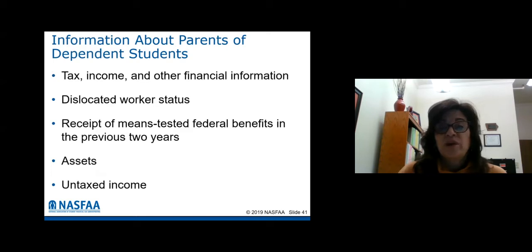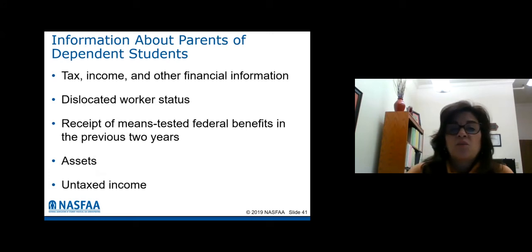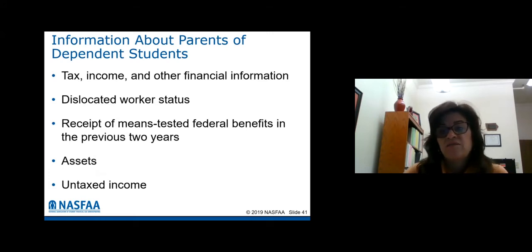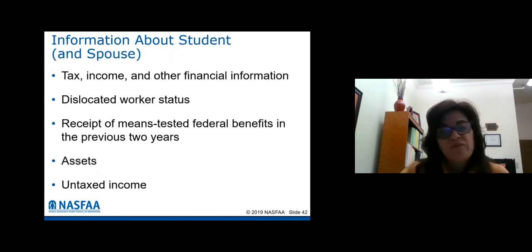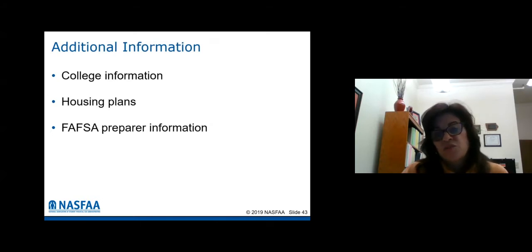So then the information about the parents, you're going to have some of that same demographic information, and then it's going to collect tax, income, and other financial information, dislocated worker status, whether the parent is the recipient of a means-tested federal benefit, their assets, and their untaxed income. Same information on the student, very same information they're going to collect. And then the college information, we talked about that, and the housing plans.